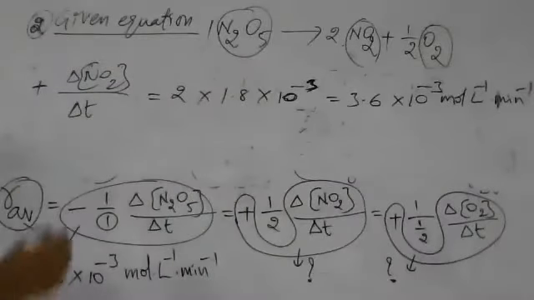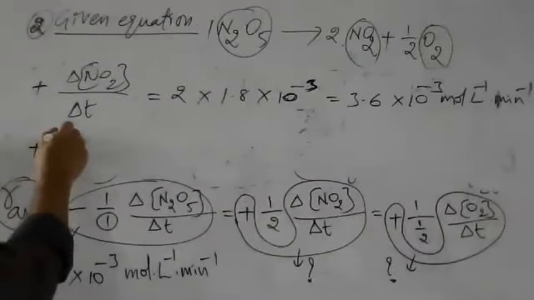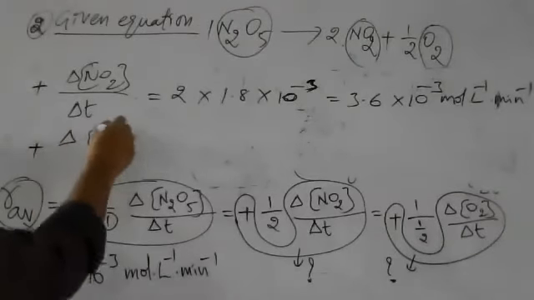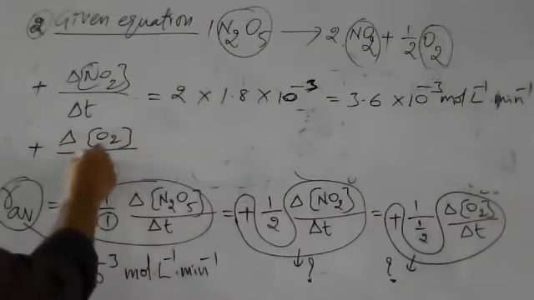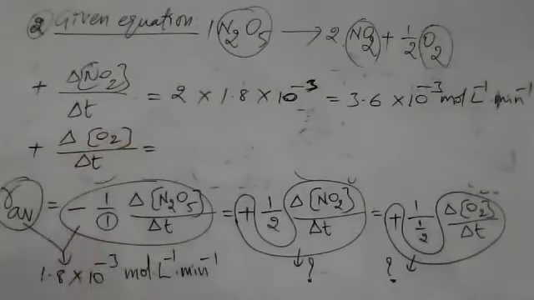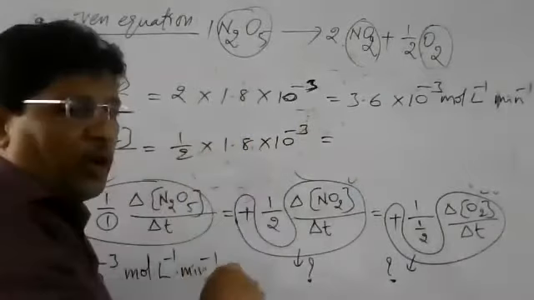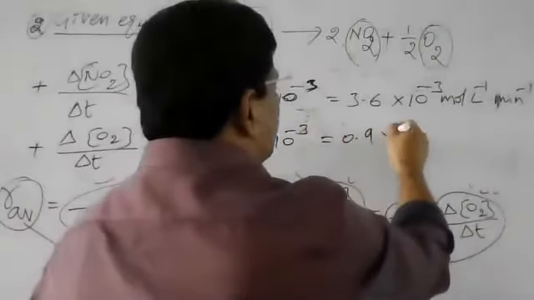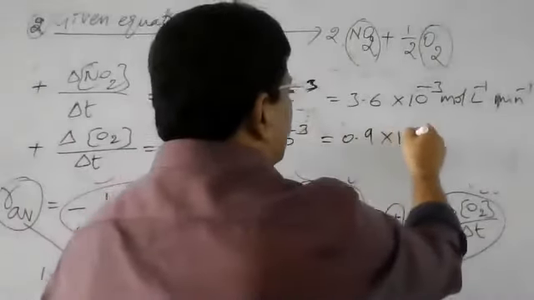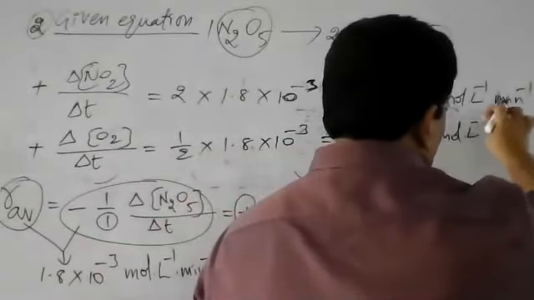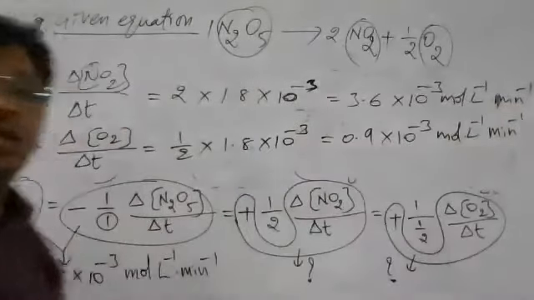Is that clear? Now again, plus delta O2 by delta T is equal to what? Here 1 by 2 means 2 is already there. 2 is taken this side, then 1 by 2 into 1.8 into 10 power minus 3. That equals 1 by 2 into 1.8, which is 0.9 into 10 to the power of minus 3 mole liter inverse minute inverse. Is the concept clear? So take this solution first.